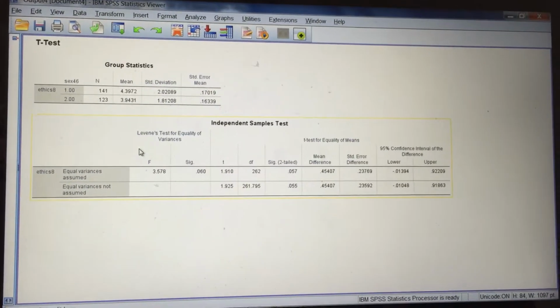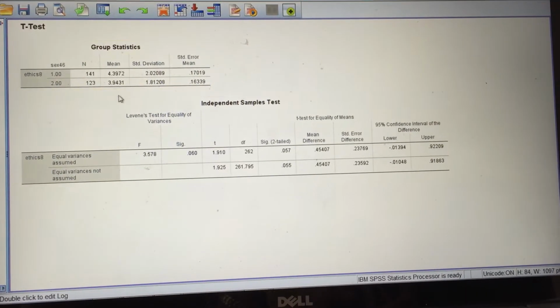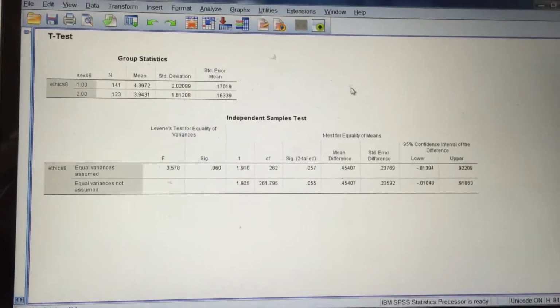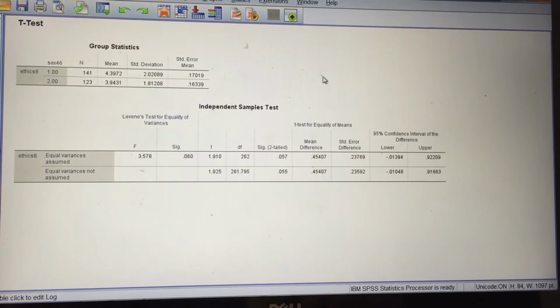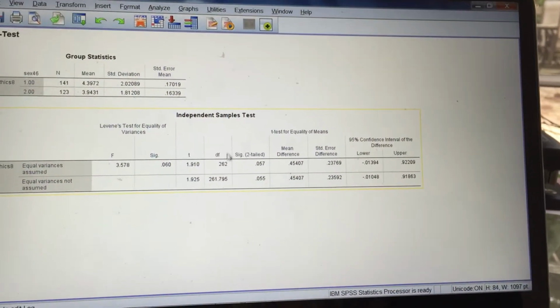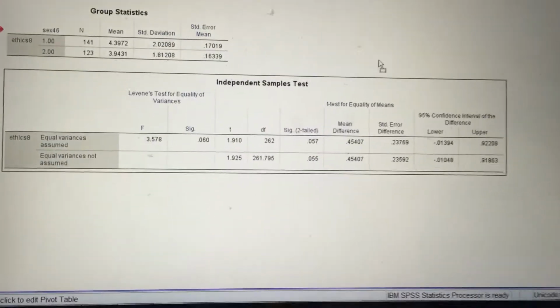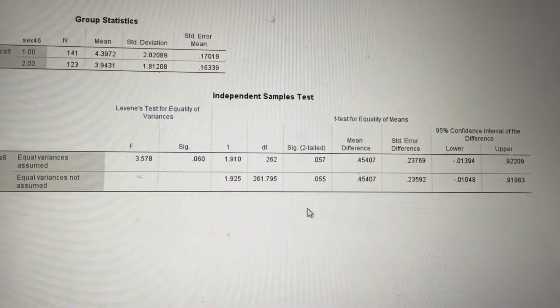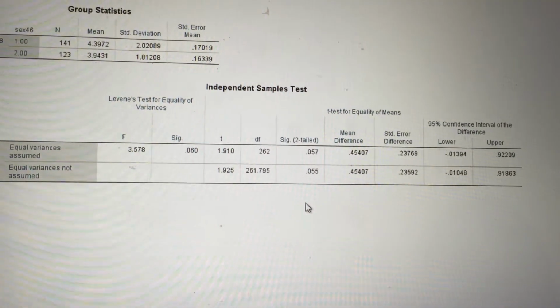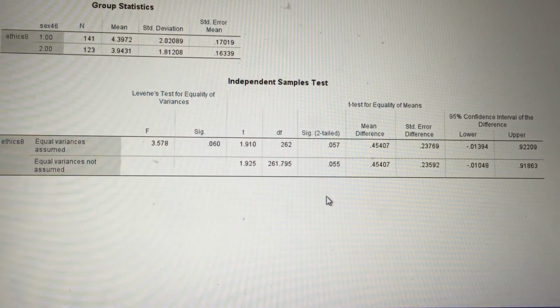Okay, so we are looking at Ethics 8 and two groups, men and women, to see if there's a statistically significant difference. Now, with this one, in order to tell if there is a difference, we come down to the two-tailed sig. And in the two-tailed sig, this is where we see if there is a difference between the groups. And with this, in the independent sample t-test, you see we have two different two-tailed sigs.